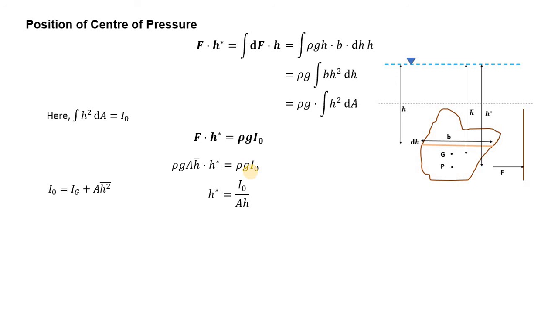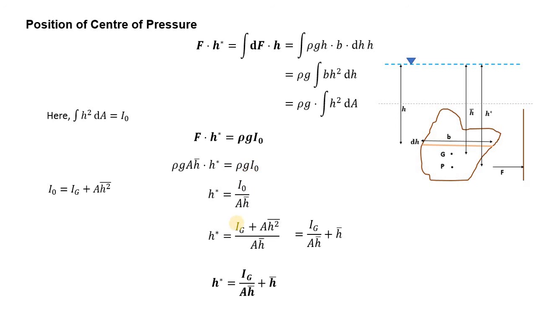So h star is I naught by A h bar, and if you substitute for I naught in terms of Ig, h star becomes equal to Ig plus A h bar square by A h bar, and the further simplification will yield a value of h star which is equal to Ig by A h bar plus h bar. And that's the final equation for the position of center of pressure, h star is Ig by A h bar plus h bar.